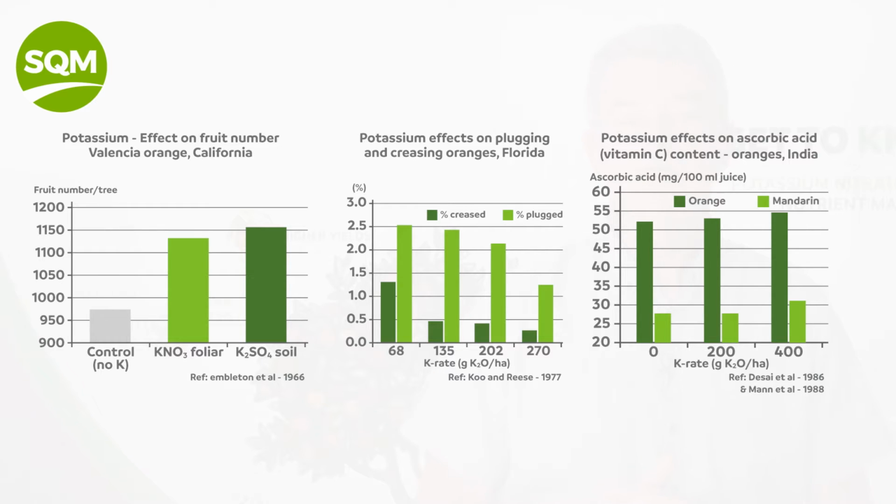And the graph on the right, we can see the potassium effects on the ascorbic acid content, and these were tested in orange and in mandarin. And you can see that as potassium increased, the rate increased, so the ascorbic acid increased in both oranges and in mandarins.